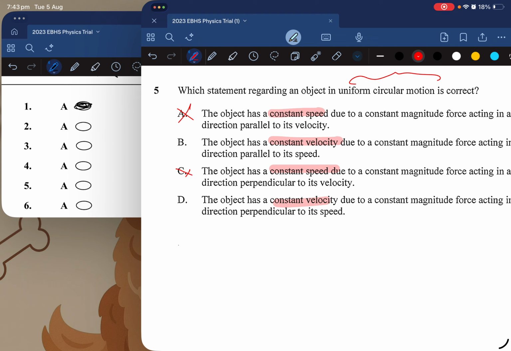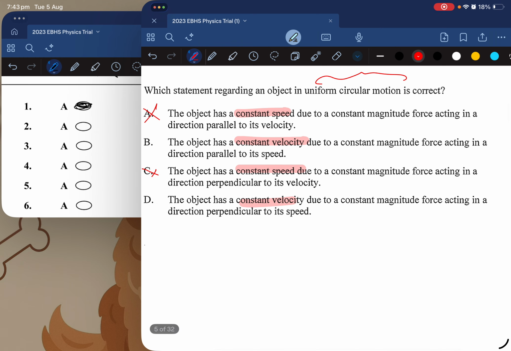So, erasing A and C, we're left with B and D. So, the object has a constant velocity due to a magnitude force, direction perpendicular to its speed. Nice. I'm going to say it's B.